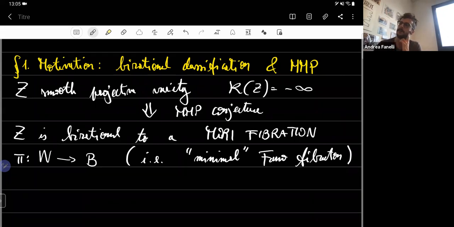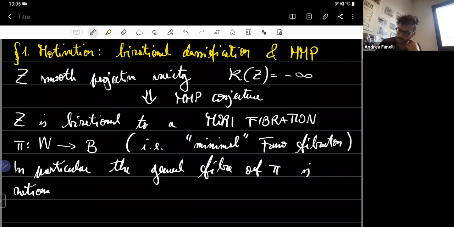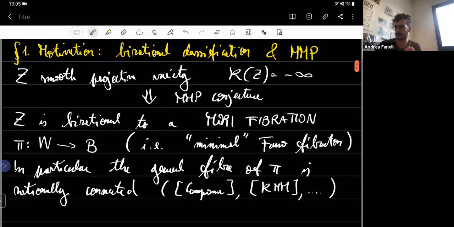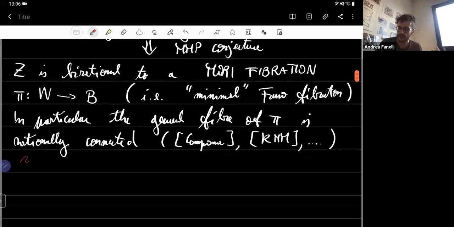All right. So in particular, of course, the general fiber of this π is rationally connected. This is a classical result by Campana, Kollár, Miyaoka, Mori, and others in the singular case. So from the perspective of birational geometry, you reduce yourself to these Mori fibrations, and you can ask any reasonable questions on the structure of those fibrations which are going to be interesting.